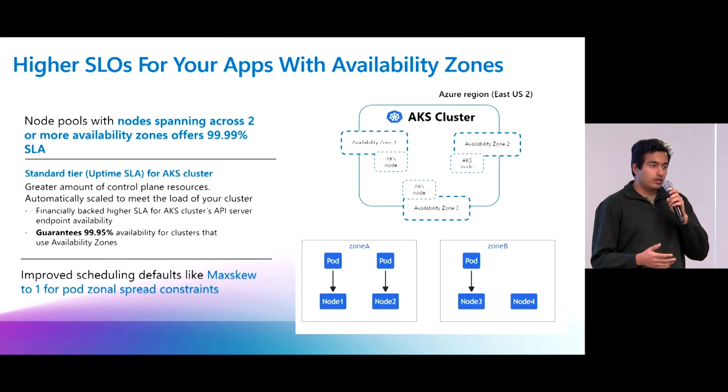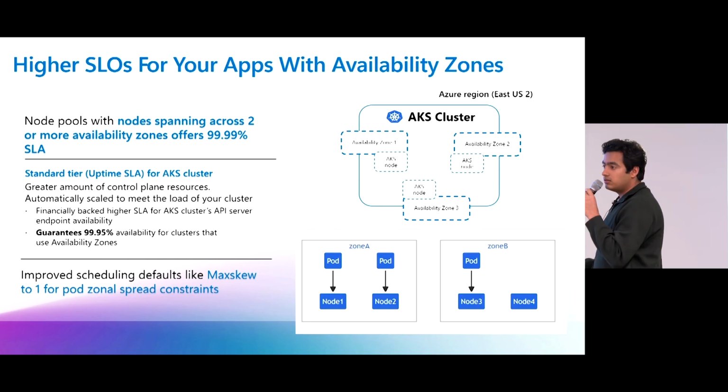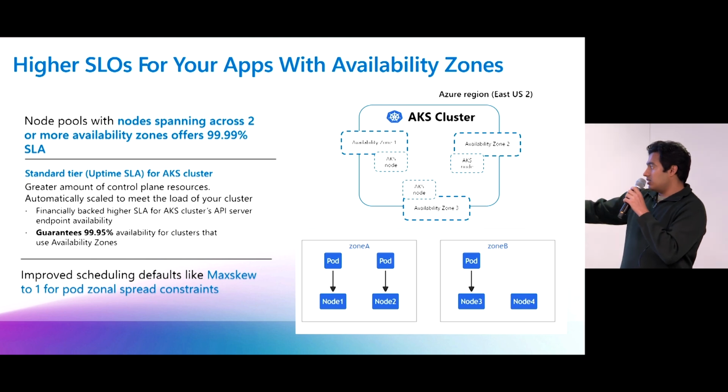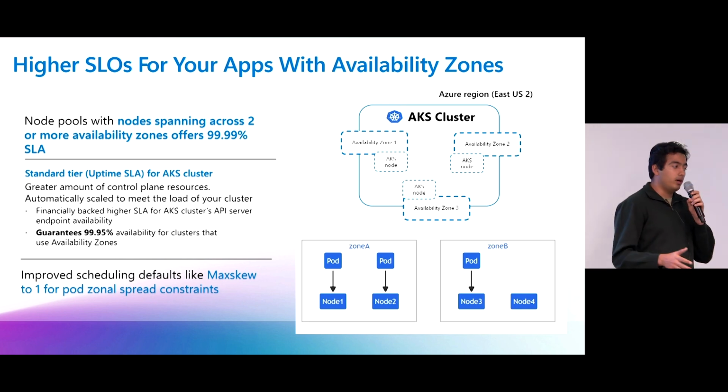And along with that, we're also making changes under the hood to improve scheduling in the Kubernetes layer by making changes such as changing the pod topology constraints max skew value to 1.